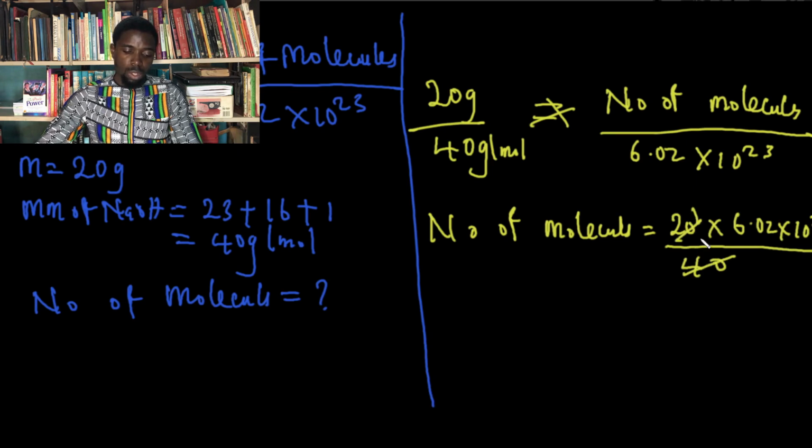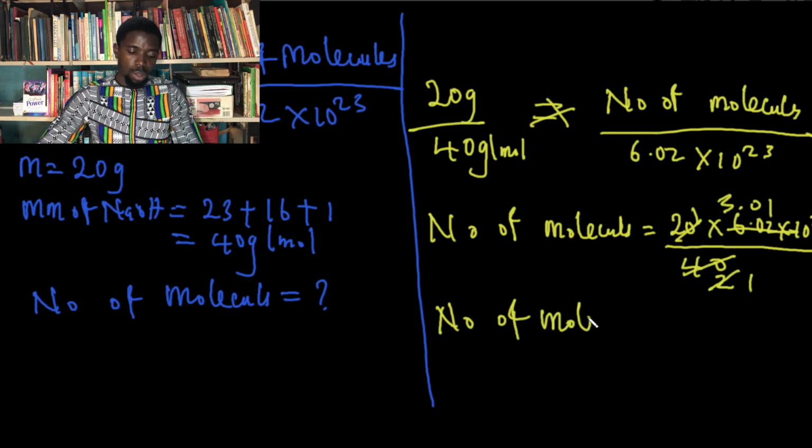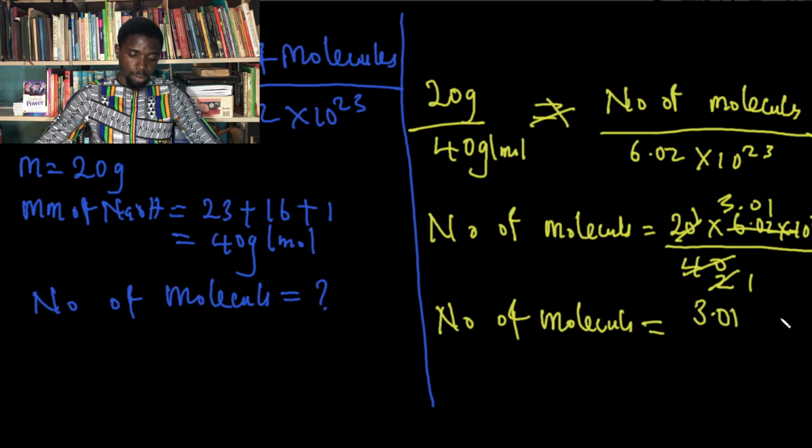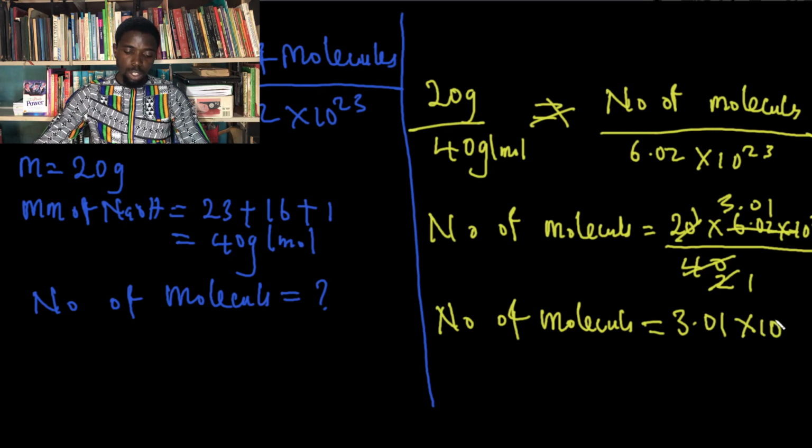If you cancel out, this is going to be 1, this is going to be 2. Cancel out 1, this is going to be 3.01. So eventually, the number of molecules of sodium hydroxide contained in 20 grams will now be 3.01 times 10 raised to the power 23 molecules.